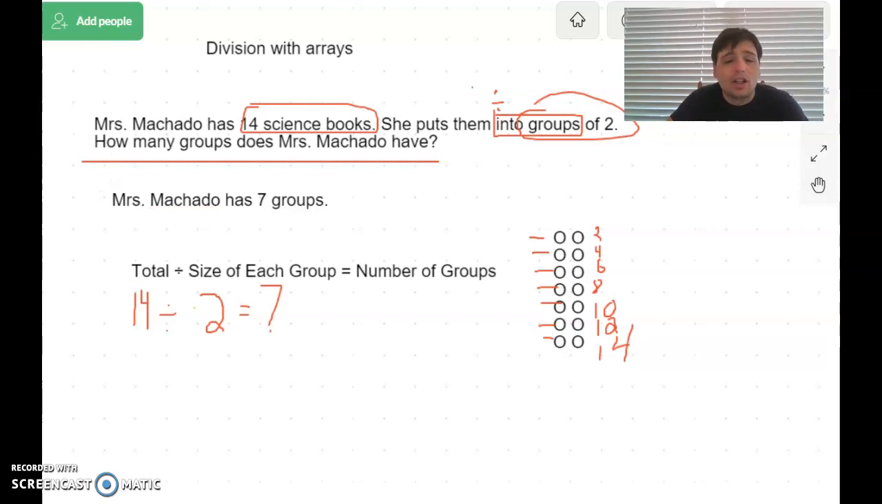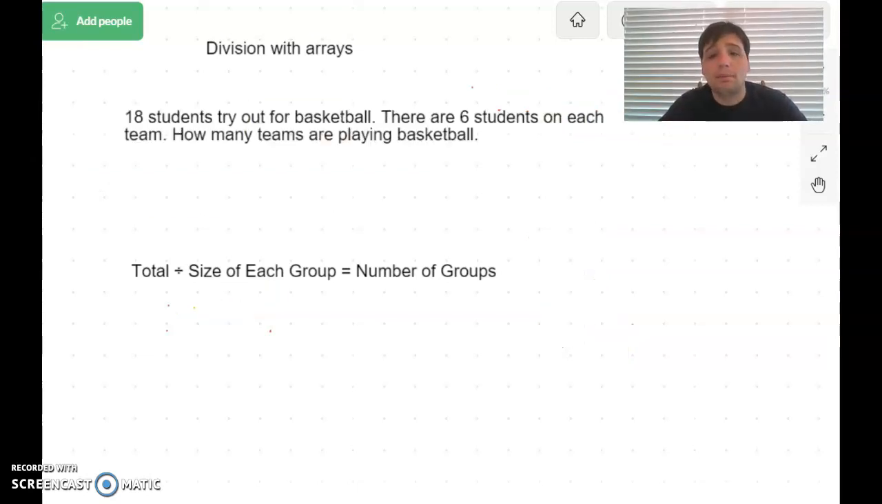That's it right there. Let's give you one to work on your own. So here's a problem I want you to think about. 18 students try out for basketball. There are 6 students on each team. How many teams are playing basketball? Remember, I have my total, my size of each group, and my number of groups. Go ahead and work this problem on your own.